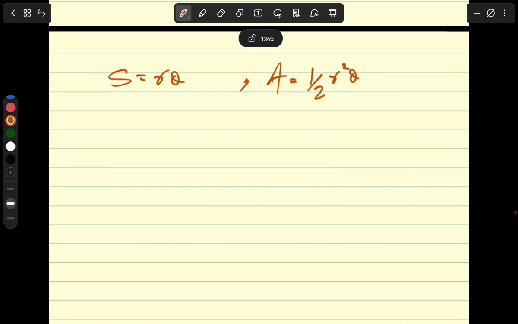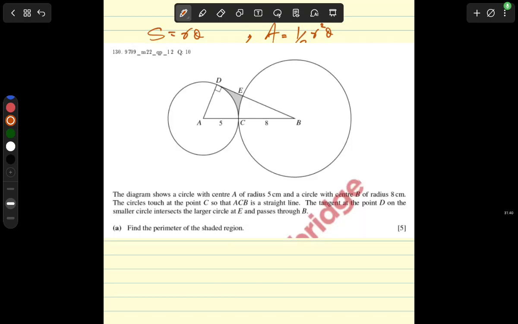Okay, so let's start with our past paper questions. So far we have derived every important formula in this chapter, which is arc length and areas. Now let's see how Cambridge actually uses them. Now notice something, this question doesn't say find the arc length.